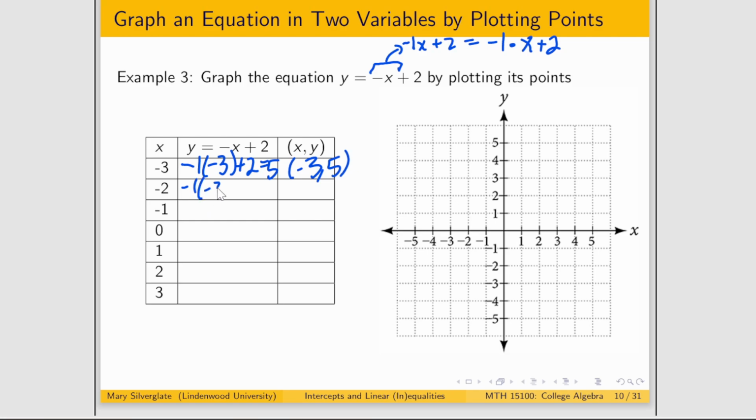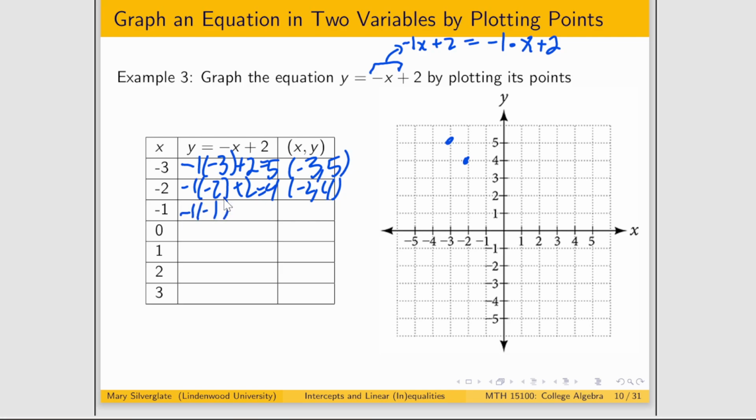If I plug in -2, -2 times -1 gets me +2 plus 2 is 4. So I have the point -2, 4. We can go ahead and plot those. If you notice, this will be facing the opposite direction. That's because it has a negative slope, which is something we will go over more formally later.